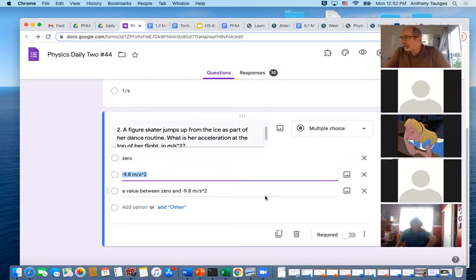Okay. Success rate in this class of 80% for that. So still not where I'd like it to be, because I'd like it to be at least 90%. So I'm just going to keep on asking this question from time to time. Anytime anything is in flight, the acceleration is always negative 9.8 meters per second squared. At the top of her flight, the velocity is momentarily zero, but her acceleration is always negative 9.8. Okay, questions, comments on that?